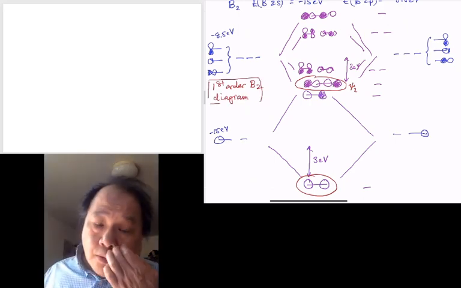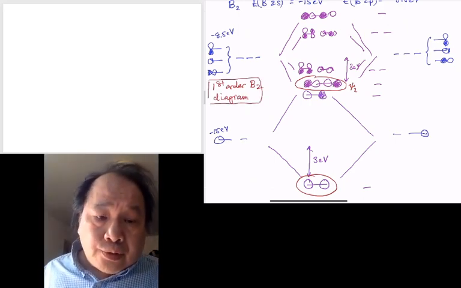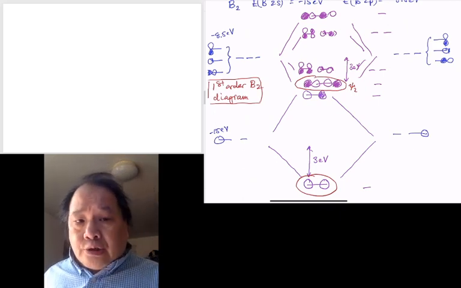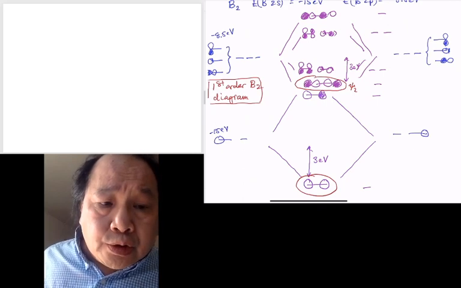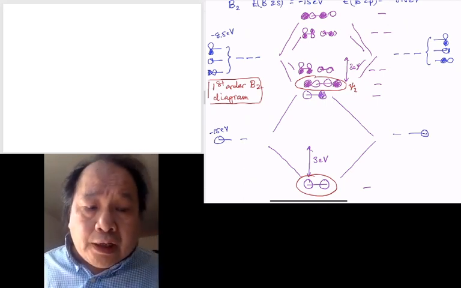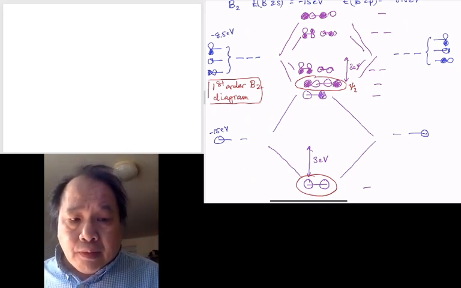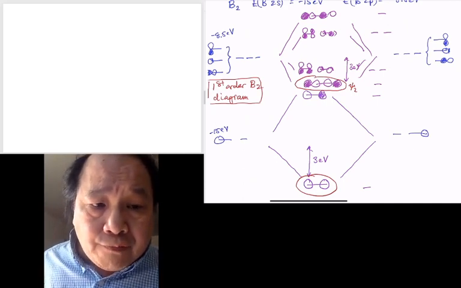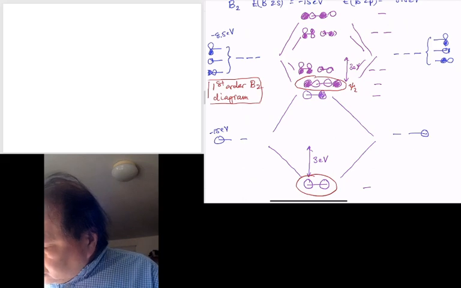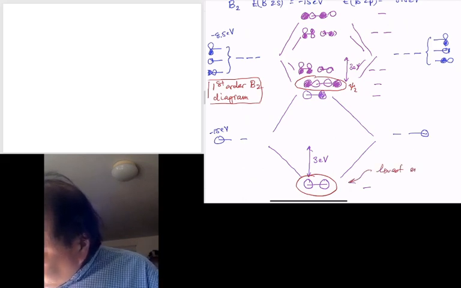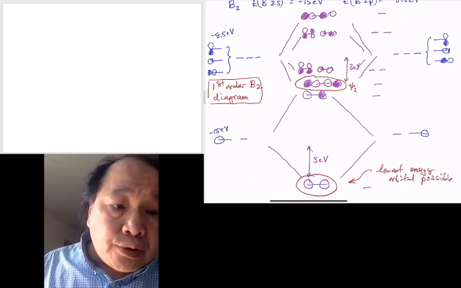And why am I calling it first order? We're mixing these orbitals as well as we can. What goal is it that we're really trying to achieve? Put it in chat. What goal is it that we're trying to achieve? The variational principle. This orbital should be the lowest energy orbital possible. And the question is, for B2, is it?